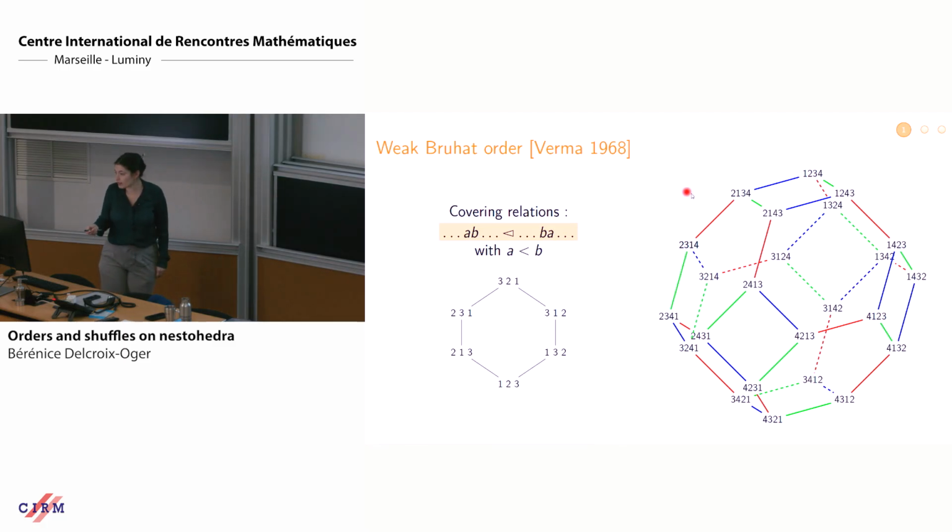You get a poset. The minimal element is here, the maximal element is here, and the Hasse diagram of this poset is the one-skeleton of the permutohedron.